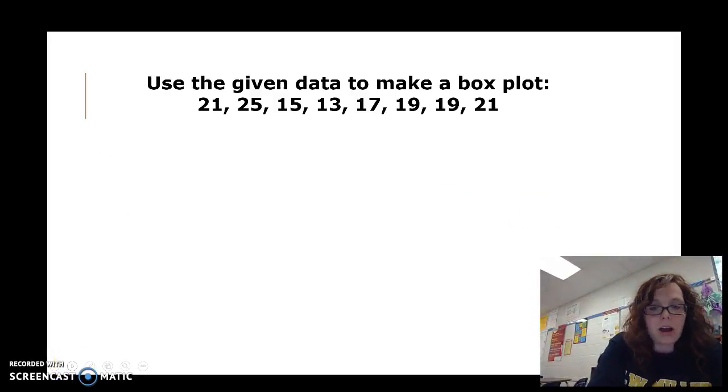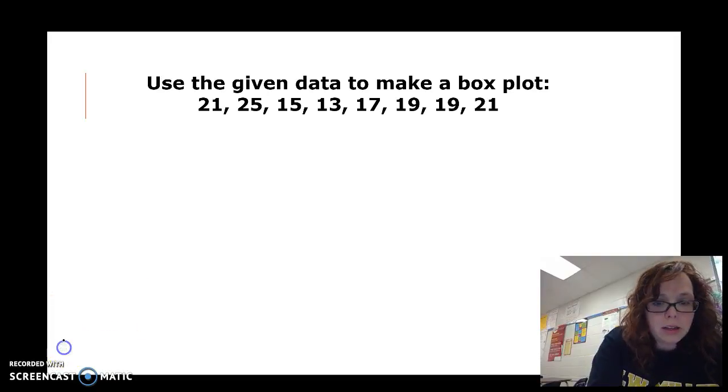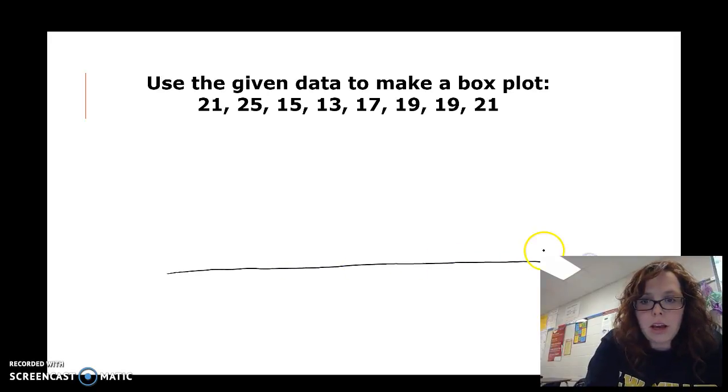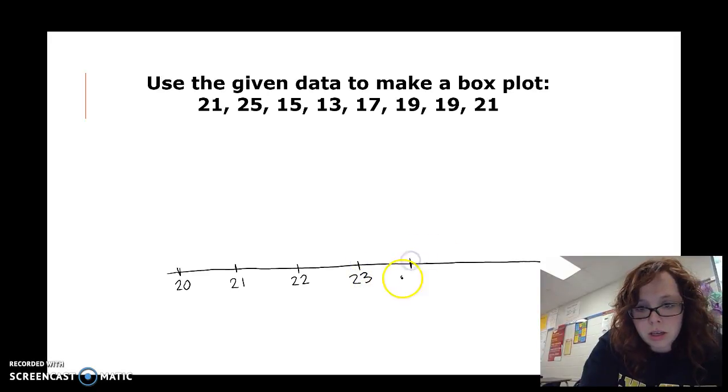Okay, so let's give it a try. We are going to create a box and whisker. So step 1, let me get my line drawn. And then my data goes from 20 up to 25. So 20, 21, 22, 23, 24, 25, and yours goes up to 28 on your paper.